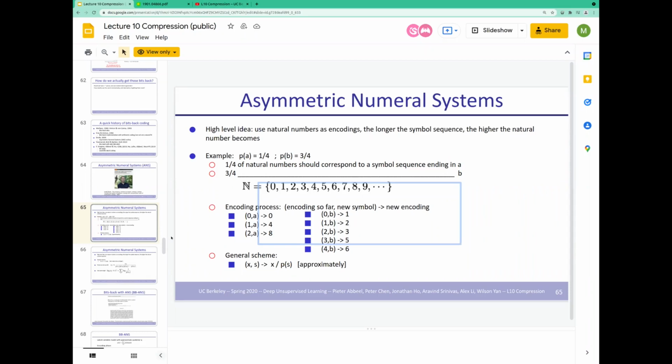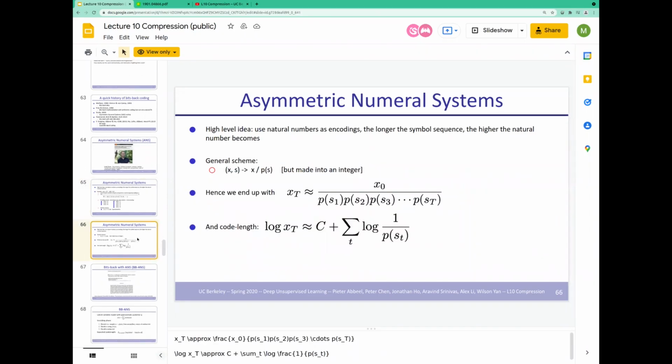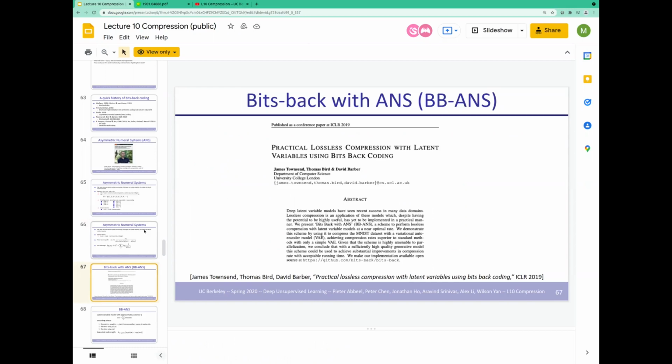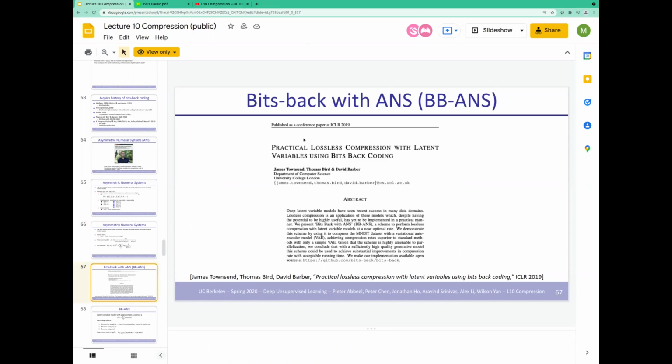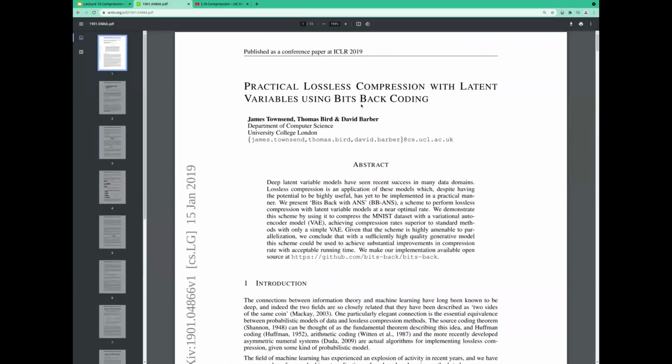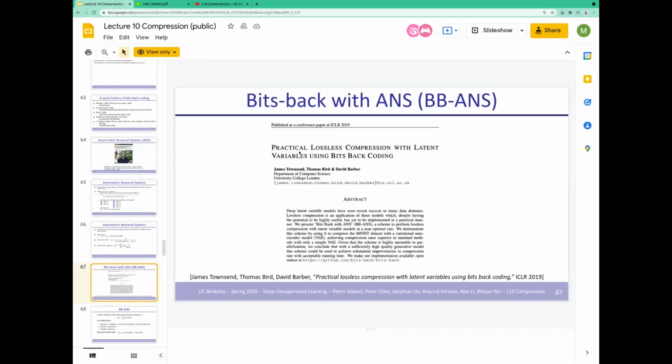Okay, and did we talk about this? Okay, yeah. Okay, so I don't remember this part, but we'll just go to this one. So this is the paper that I was looking at, and they combine bits back and ANS together in this paper.